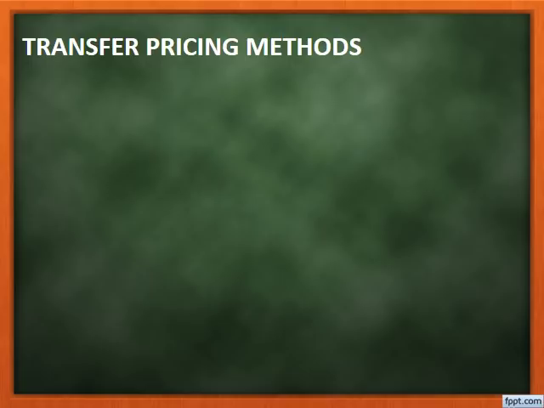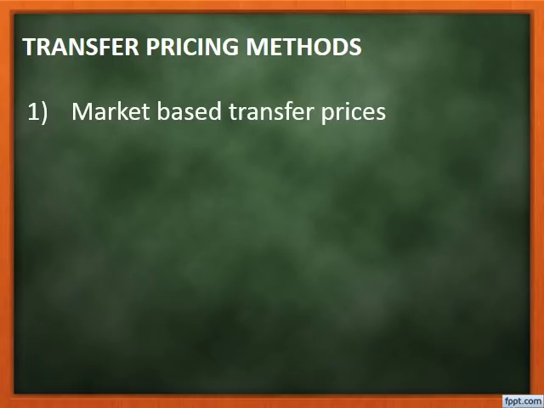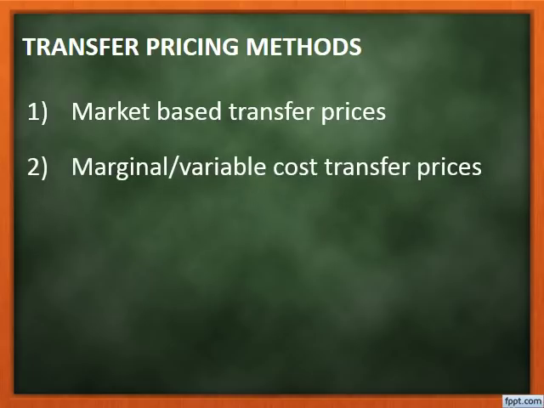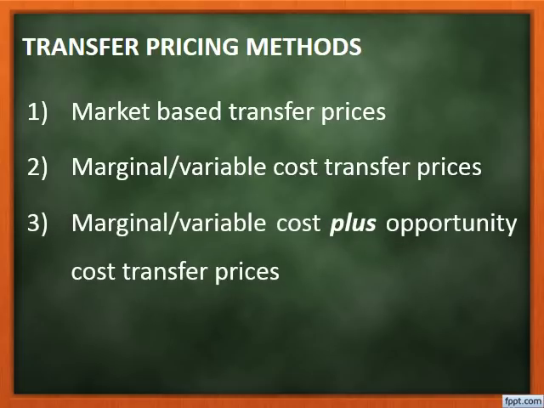There are a number of alternative transfer pricing methods which we can use to determine the transfer price. For this module, we are focusing on the following three methods. Market-based transfer prices. With this method, the transfer price is the prevailing market price plus or minus internal savings if there is any. Marginal or variable cost transfer prices. Using this method, the transfer price is equal to the incremental variable cost. Marginal or variable cost plus opportunity cost transfer prices. The transfer price is the incremental variable cost plus opportunity cost on sacrificed units.